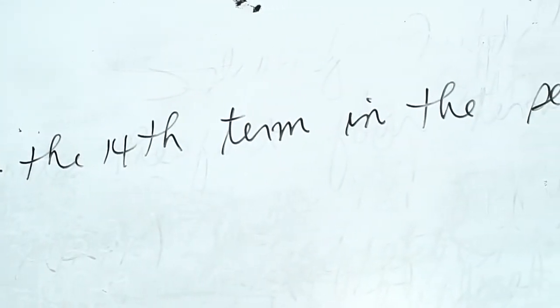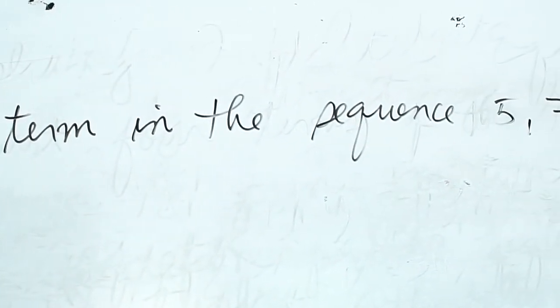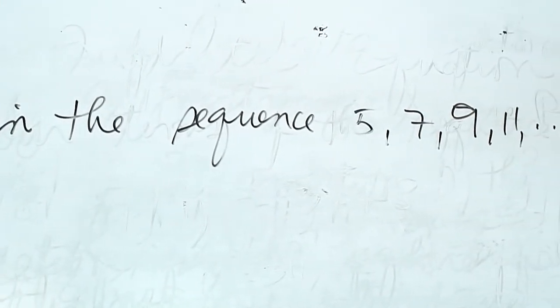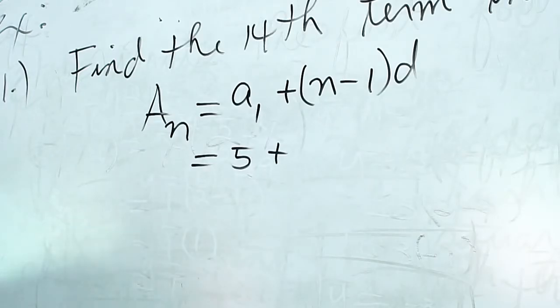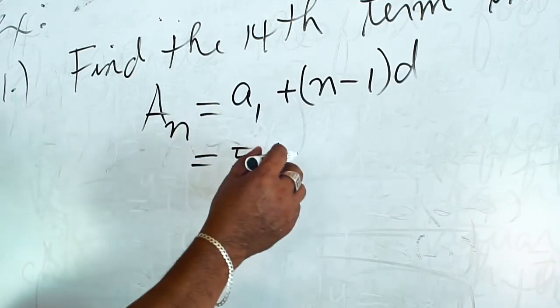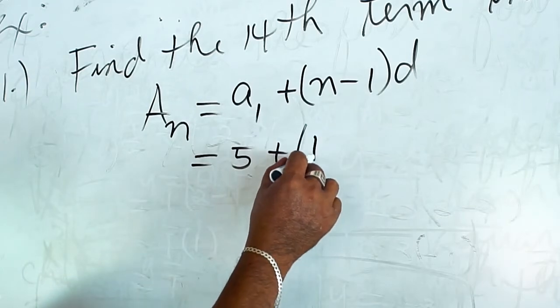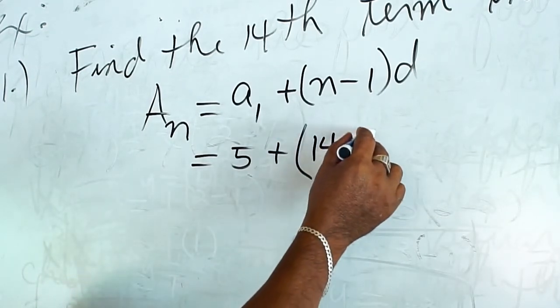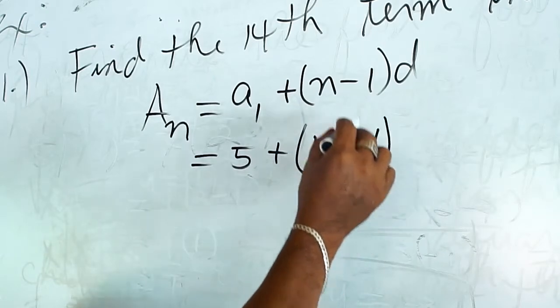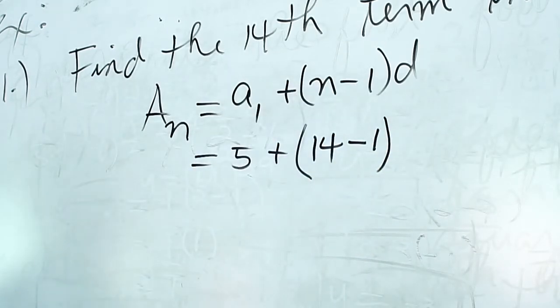Find the 14th term in the sequence 5, 7, 9, and 11. So, the formula: a subscript 1 plus the quantity n minus 1, multiplied by d. The number of terms is 14. Then minus 1 is constant. Then next is d. d stands for common difference.